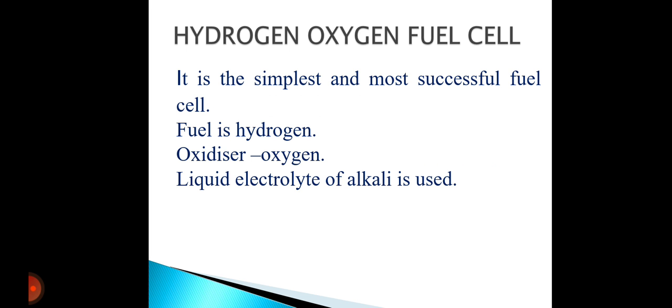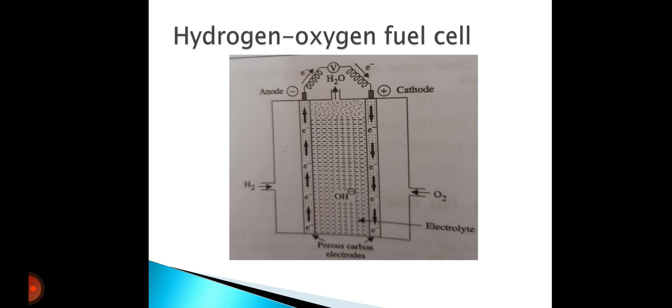So what is a hydrogen oxygen fuel cell? It is the simplest and most successful fuel cell. Here the fuel is hydrogen, the oxidizer is oxygen, and a liquid alkali electrolyte is used. So this is the picture depicting the hydrogen oxygen fuel cell. Here water comes as a byproduct during this electrolysis.